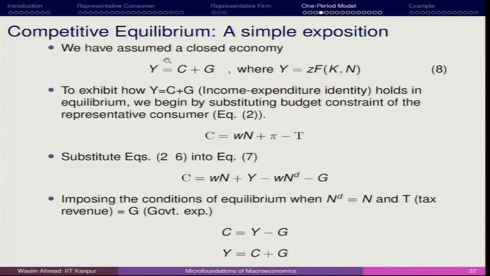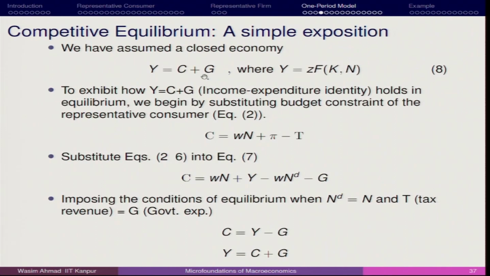So, we have now assumed that y is equal to C plus G, where y is equal to Z F(K, N), and here we are talking about the closed economy. So, y is equal to C plus G, the income expenditure identity that we have. So, we now start substituting it.